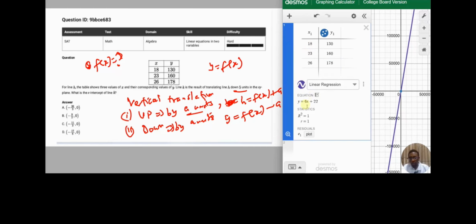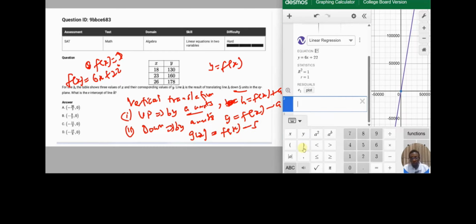Now, see the linear regression, our f of x is actually 6x plus 22. They said the graph has moved down by 5 units. So I'm looking for, let me call the new function g of x. So g of x will be f of x minus 5.